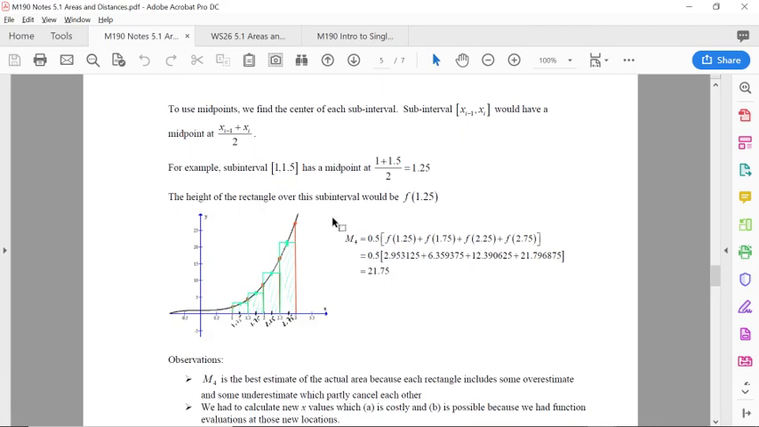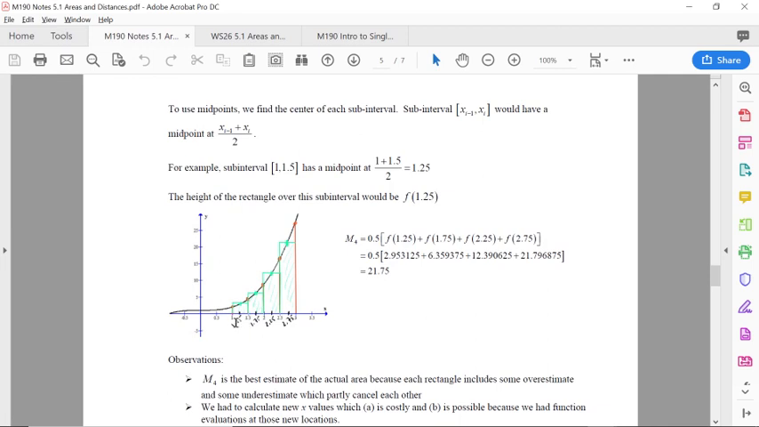Now to do midpoints, we still started with the same 5 endpoints of the subintervals. We still had the same subintervals. The first subinterval was from 1 to 1.5. Well, what's the midpoint of that? We're not going to take the average of the y values, but the average of the x values. What is halfway between 1 and 1.5?